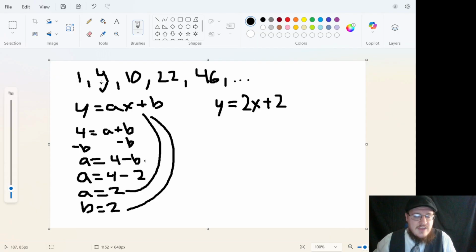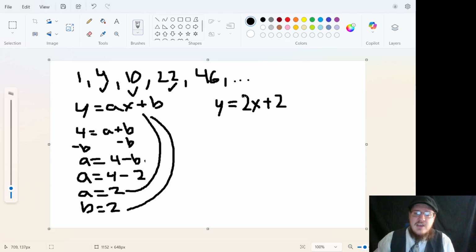Okay. Now we're going to take 4 and plug it in for x because that's our current one. So y equals 2 times 4 plus 2. 2 times 4 is 8. 8 plus 2 is 10. Boom. We got our next one. Now we're going to use 10 to confirm this. So 10 in for x. Y equals 2 times 10 plus 2. 2 times 10 is 20. We had 20 plus 2. We had 22. Boom. That's a check.